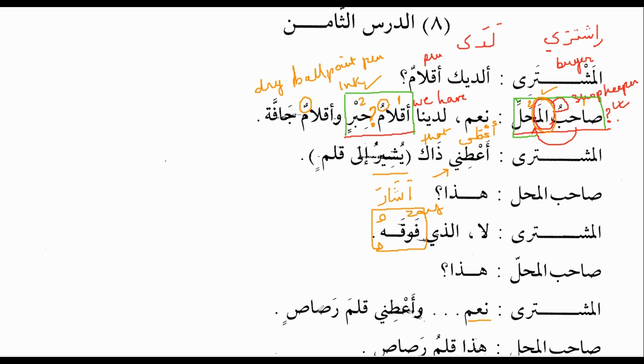وأعطيني قلم رصاص. رصاص is actually the name of the color gray, and here it means lead pencil. And then the shopkeeper says هذا قلم رصاص. So he got the pencil and he says this is the lead pencil. And now the buyer asks for one more thing.